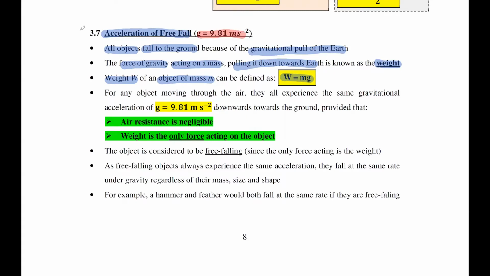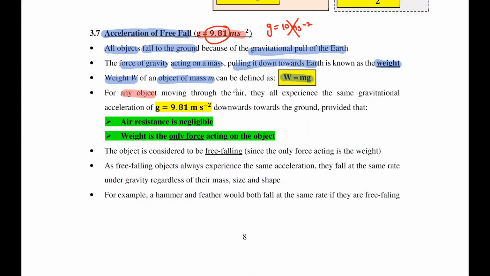the free fall acceleration. In the previous level at IGCSE or SPM, you would have learned that g is equal to 10 meters per second squared. And this is the value that you would have always used for your calculations. But in A levels, you're not supposed to use this value anymore. Instead, you're supposed to use a more precise value of 9.81 meters per second squared.